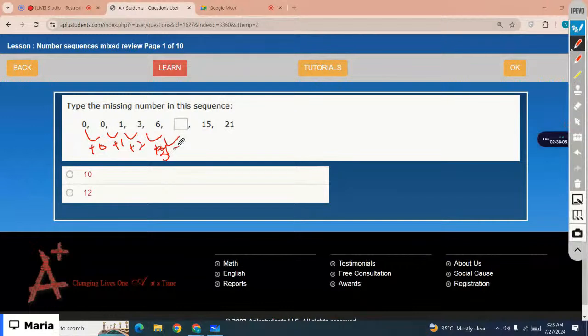For the next one, you need to add 4. So 6 plus 4 is 10. So option number 1 is the correct option. The correct option is 10, right? Option number 1 is the correct option.